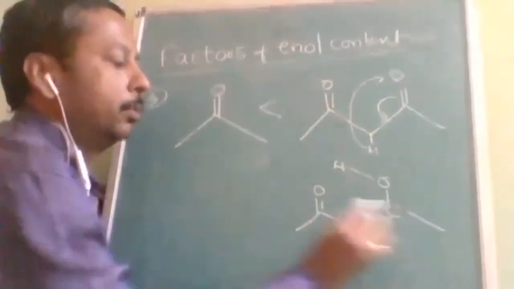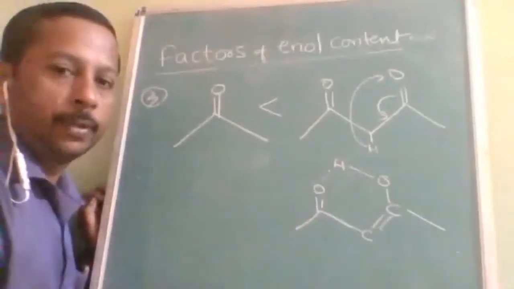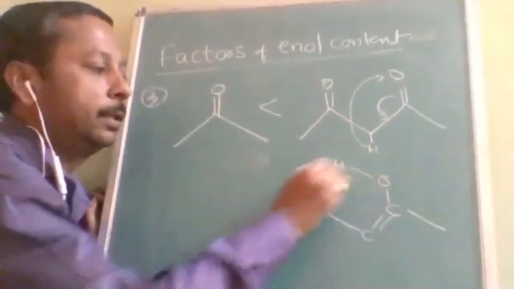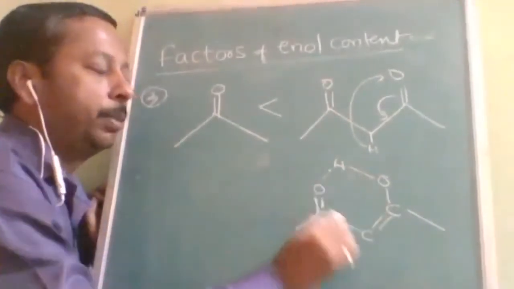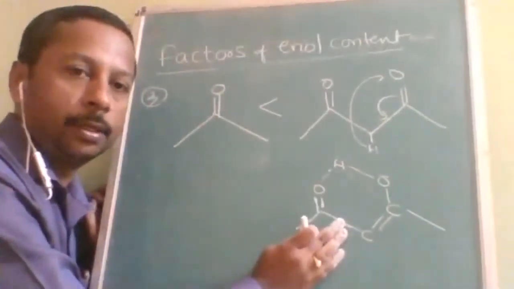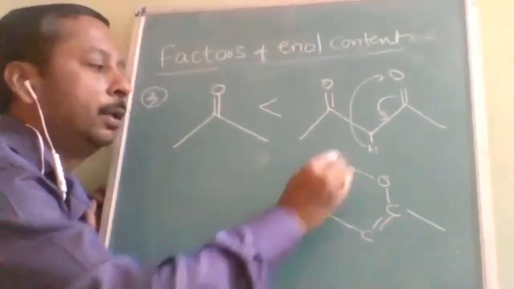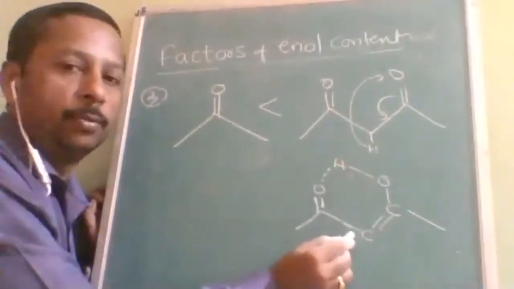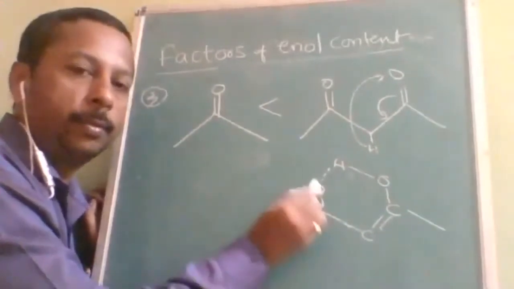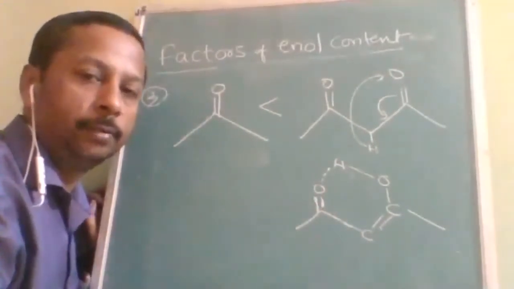Okay. So there will be a cyclic six membered ring. So because of this cyclic six membered ring, this is more stable. Okay, so due to the presence of hydrogen bonding in this, enol form is more stable. So more stable means more enol content. Is it understood? Hydrogen bonding question, how it will be there?